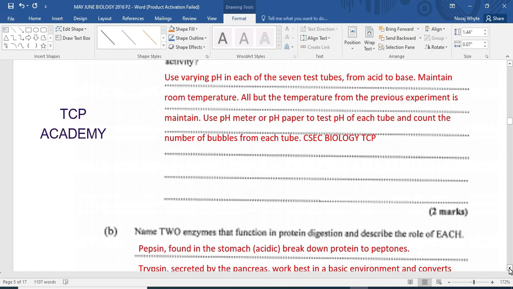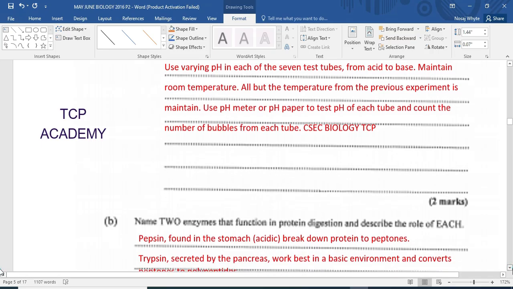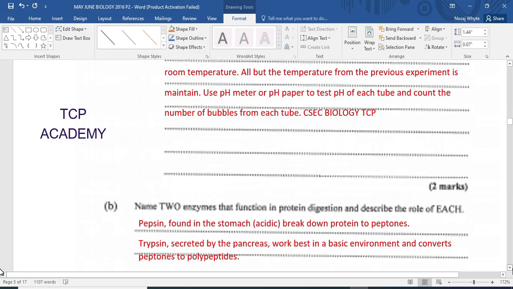Then you are going to have trypsin that is secreted by the pancreas, and it works best in a basic environment, and it converts those peptones that were broken down by the pepsin into polypeptides. So there we would have answered the question.